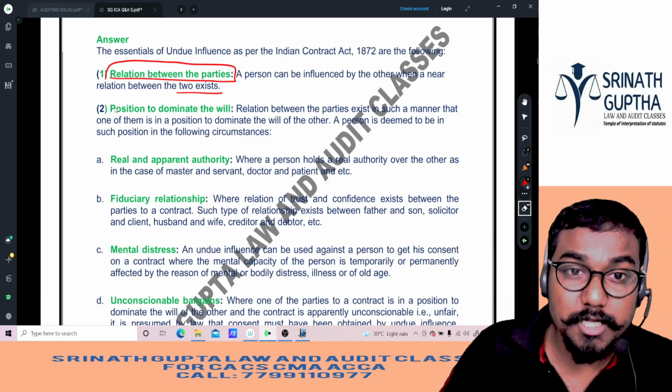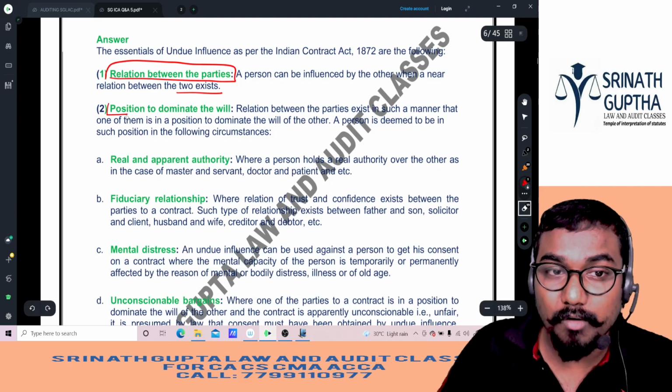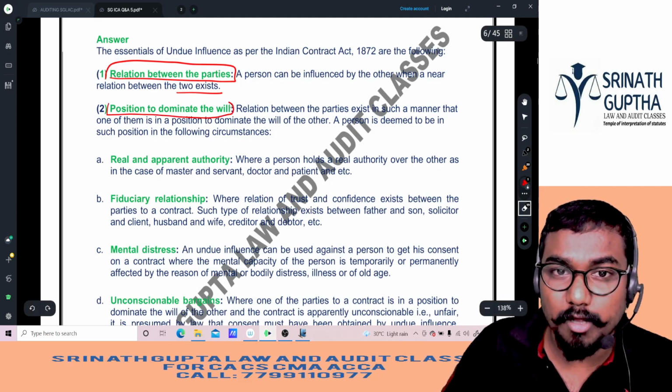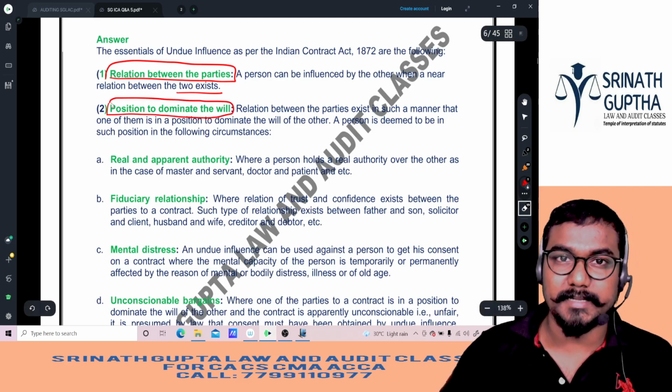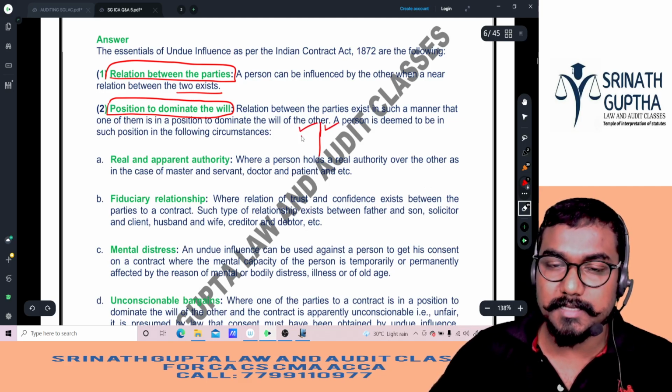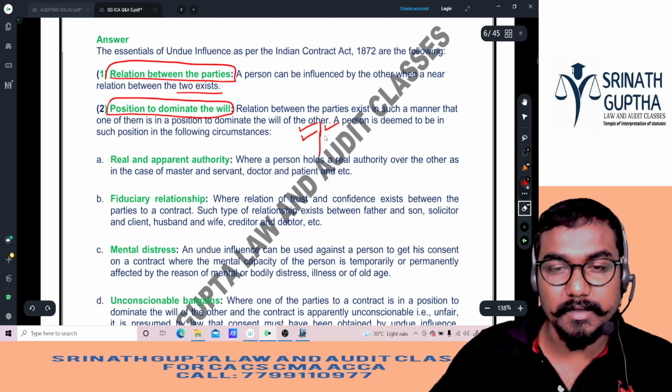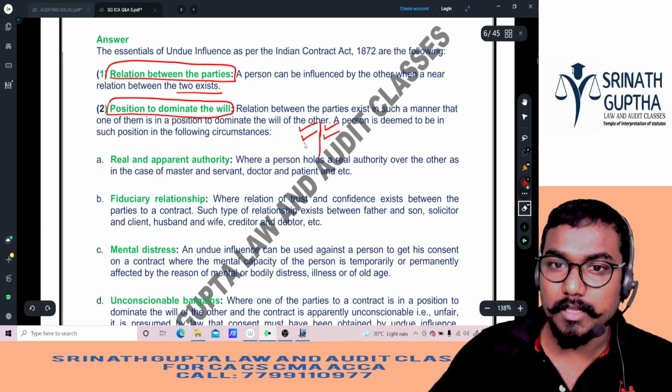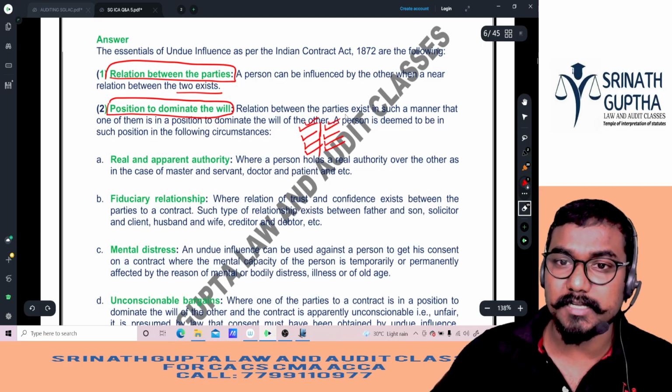And a position to dominate the will. Out of these two parties, one must be the dominating party, the other must be the weaker party. Police officer dominating, constable weaker; master dominating, employee or servant weaker. Guruji, the spiritual advisor, dominating, the disciple is the weaker party. Doctor dominating, patient weaker. Teacher, student, like that.